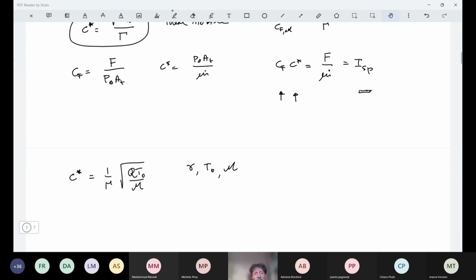This is not the case of chemical rockets, but in general, they could be also imagined as independent, and gamma related to the gas and T0 to the heating process. We see that we should desire high values of T0, low values of M, and also small values of gamma, as we have seen with the relation with capital gamma. And note that in this expression, there is nothing related to the expansion process. So there is no dependency on P0 over PE, over the area, nothing about that. It's just the available energy content.